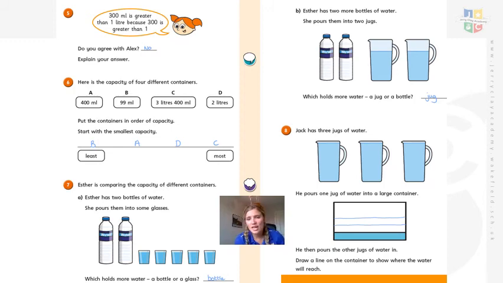And finally, question 8, Jack has 3 jugs of water. He pours 1 jug of water into a large container. He then pours the other jugs of water in, so you have to draw a line to show where the water should reach. We can see from the diagram that each part, almost like a bar model, has to be the same height, so it would only reach about 3/5 full, because the 3 jugs of water are the same amount each, so it would be the same size of bar in the container.